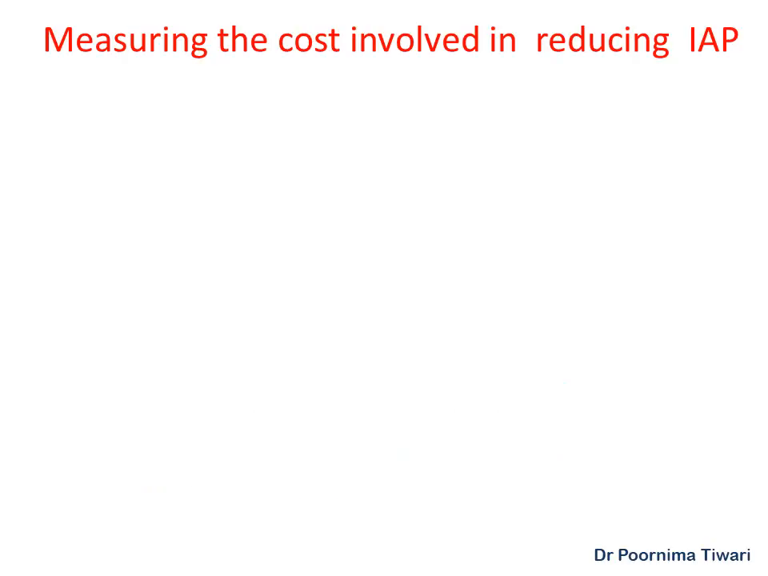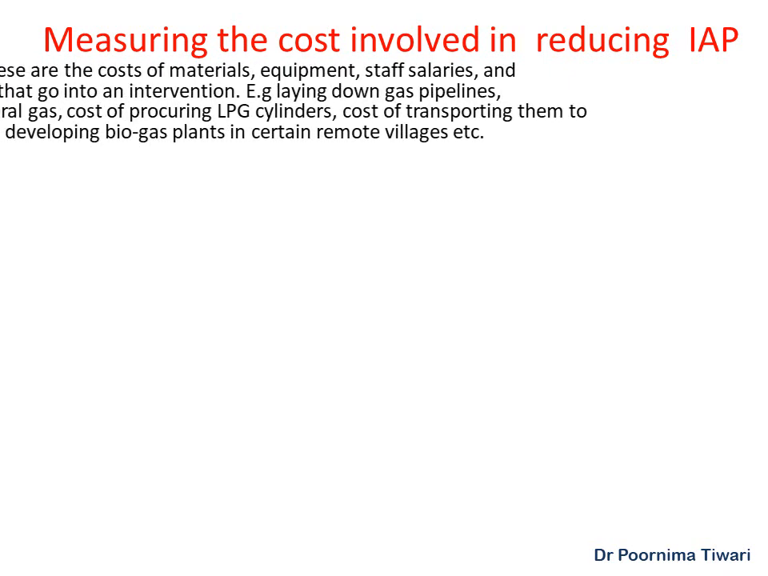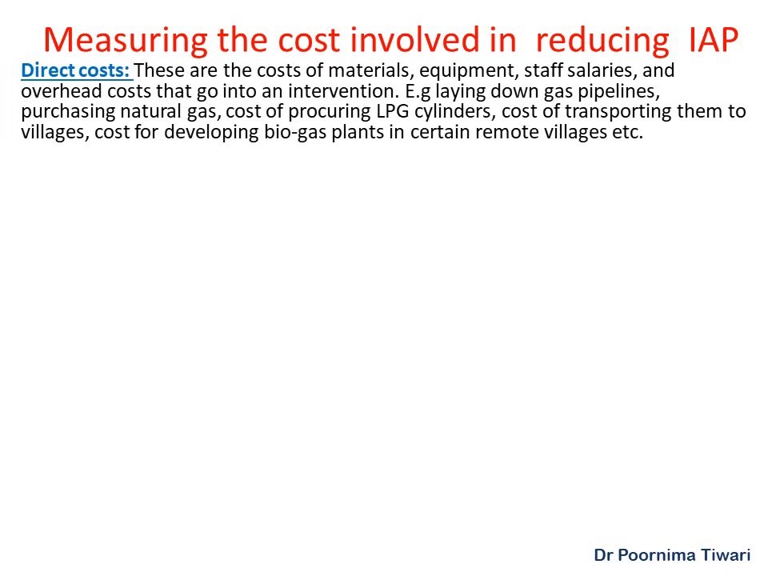The first step is measuring the cost involved in reducing the indoor air pollution. First would be the direct costs of the intervention, and second, don't forget that indirect costs are also there. Direct costs are the cost of the material, equipment, salaries of the staff, and other overhead costs. For example, laying down gas pipelines. The main cause of indoor air pollution is burning firewood or coal, so using cleaner fuels would reduce the indoor air pollution.